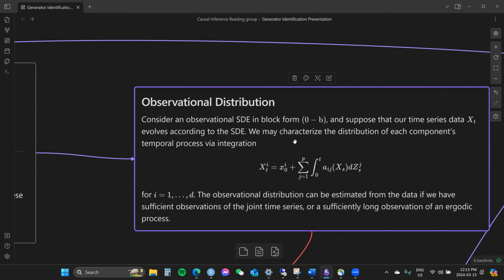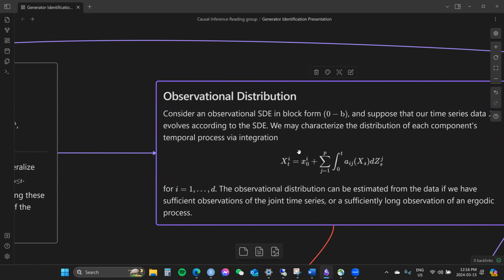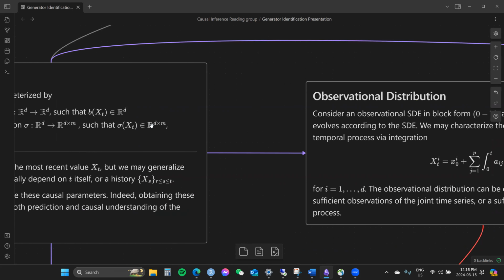And the observational distribution is pretty much what we'll be working with in practice, because when you're actually observing data, if you have enough samples of different time series that you're observing, you can approximate this empirically. So for example, if you're in a lab and you observe different time processes of, I don't know, some organisms growing or whatever it is that you're observing that are IID, then you could approximate this just from your observations. So this is weaker, and you can obtain this theoretically from the SDE parameters.